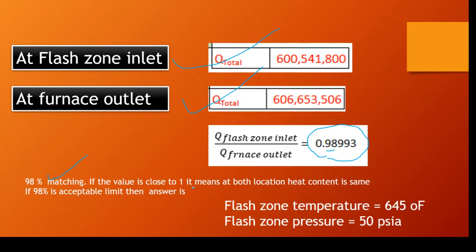If the value is very close to 1, it means the heat content at both locations is the same if it is exactly 1. But 98% is an acceptable limit. Suppose I say you have to reach up to 95%, that is acceptable, so we can say our basic calculation is okay, and the answer is given as flash zone temperature 645 and flash zone pressure 50 psi. That's what we had to calculate after finding these two temperatures. So thank you very much.